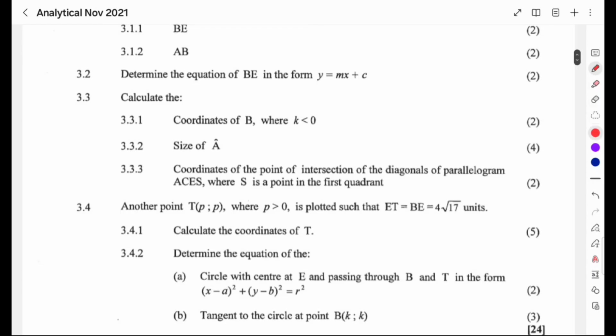Next we have question 3.3.3. Calculate the coordinates of the point of intersection of the diagonals of parallelogram ACES, where S is a point in the first quadrant. Now, keep in mind that the diagonals of a parallelogram bisect at the point of intersection, meaning that where they intersect, that is the midpoint of the diagonals.